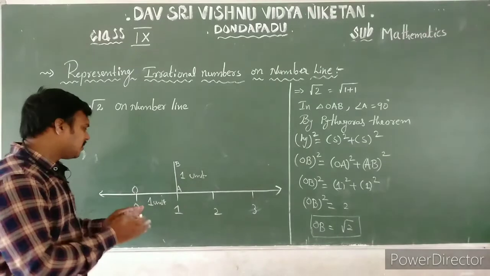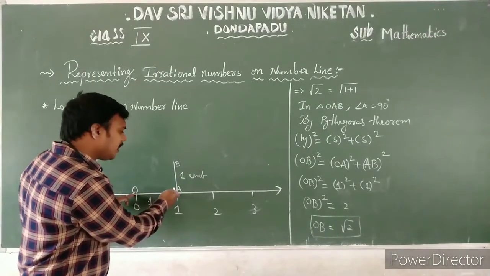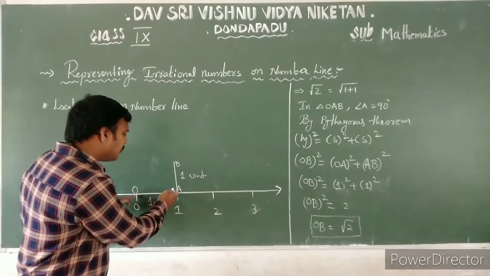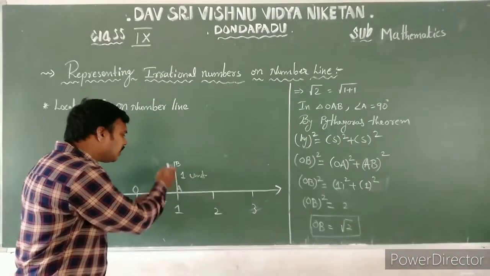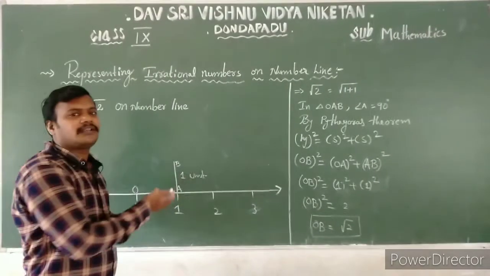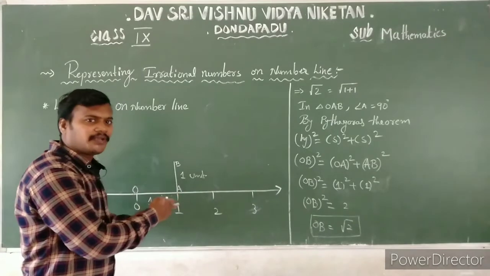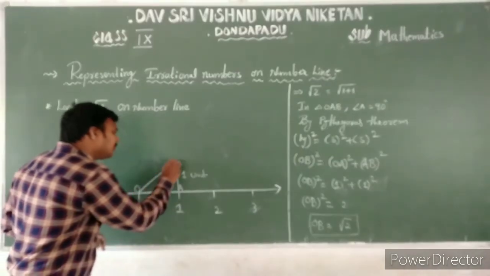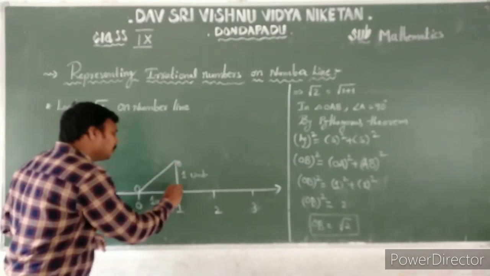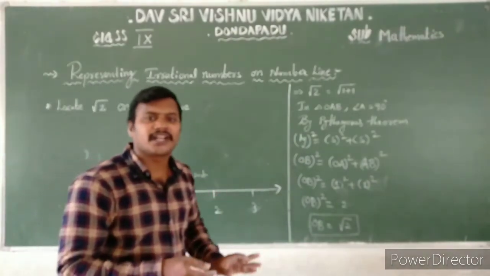Then see what we construct here. We label OA. From A to B again we take 1 unit. AB is perpendicular to OA. Now we are going to join OB. Then OAB forms a right angle triangle.